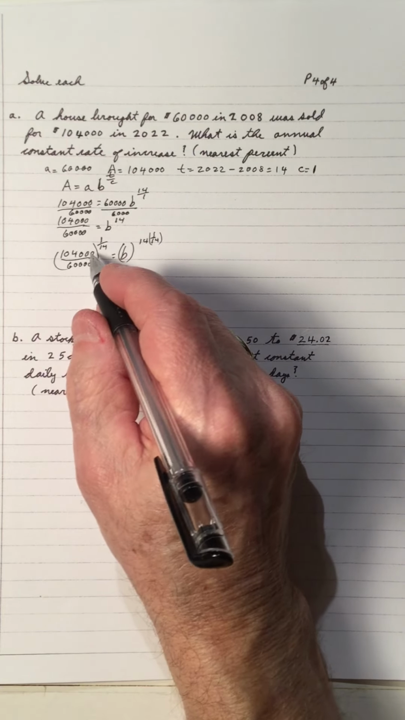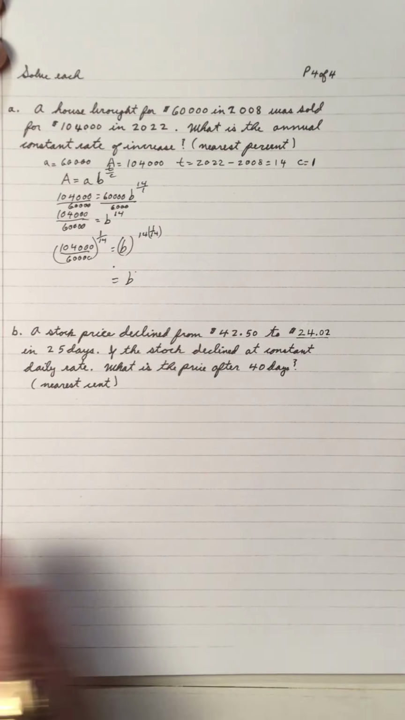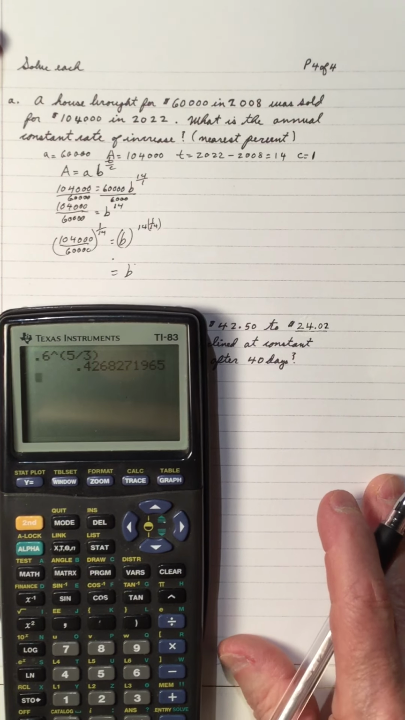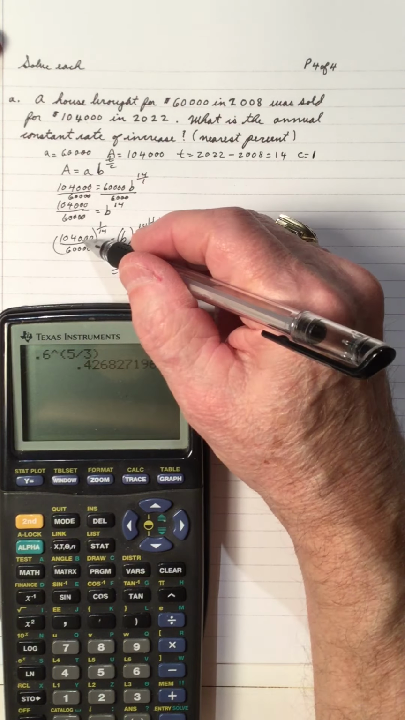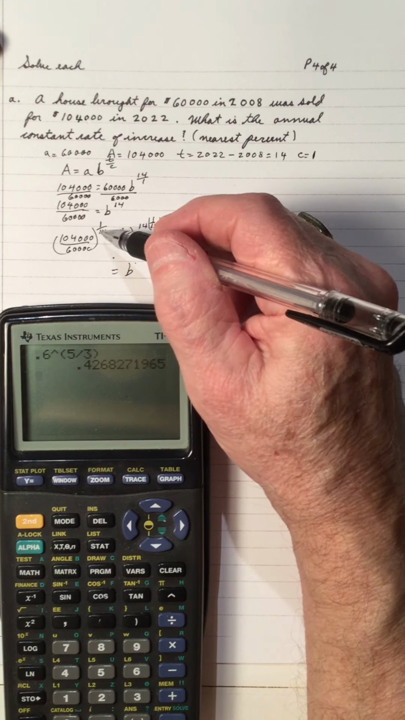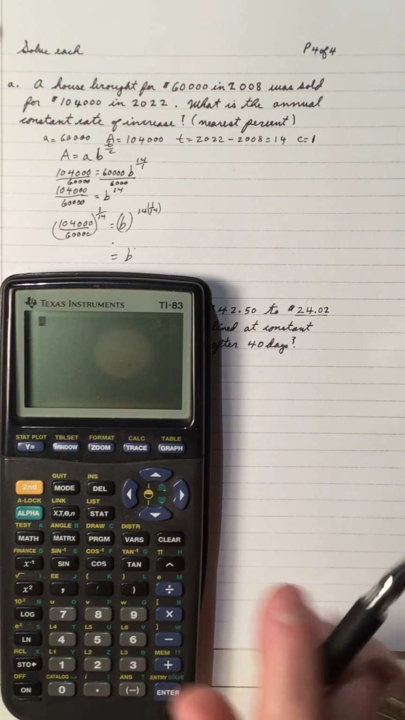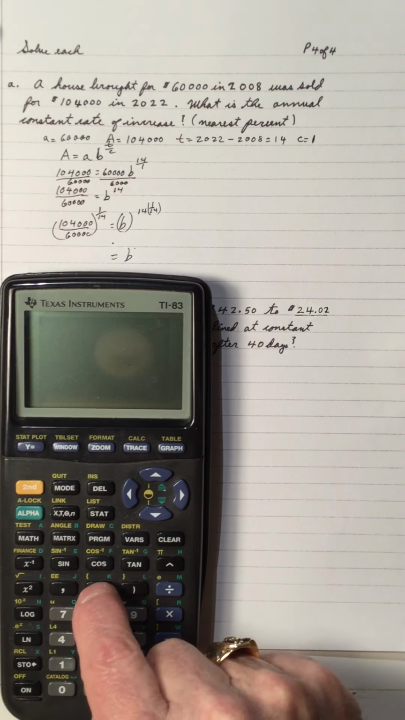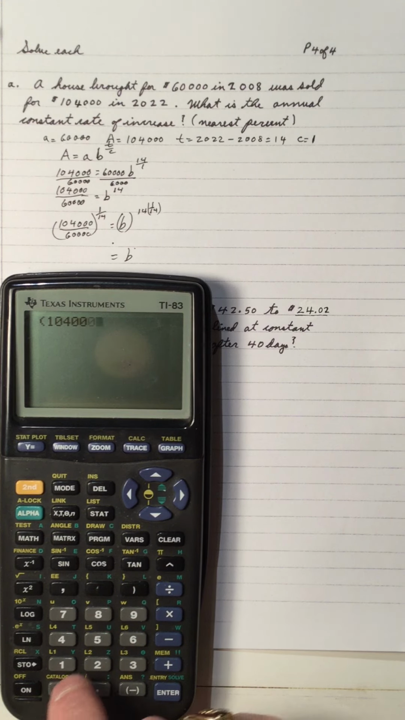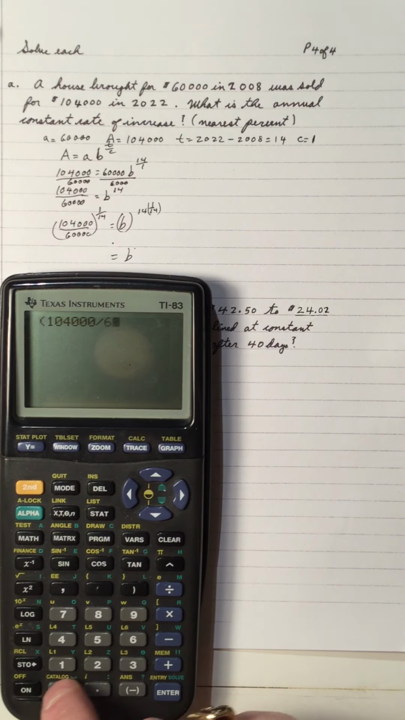Now, we enter this in a calculator. One time you didn't have a calculator. You had to divide 104,000 by 60,000 and then do the 14th root. But right now we can do all this at one time. And here's how I do it. I go bracket, 104,000 division 60,000.